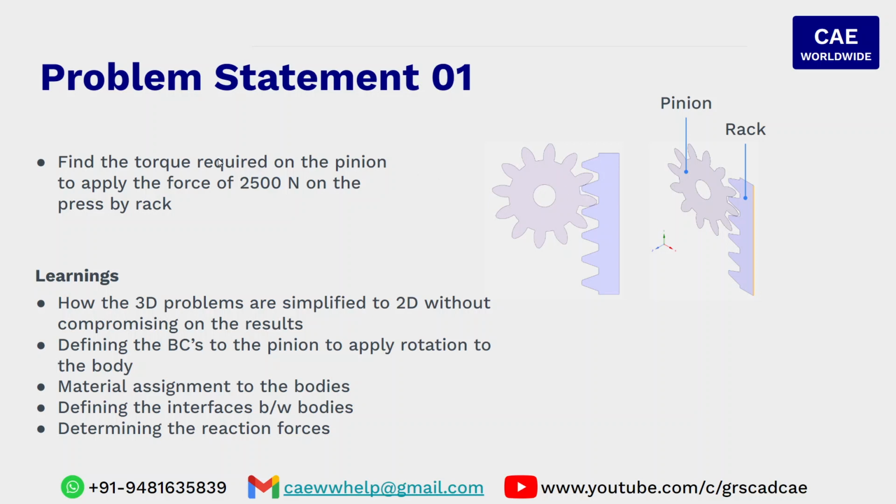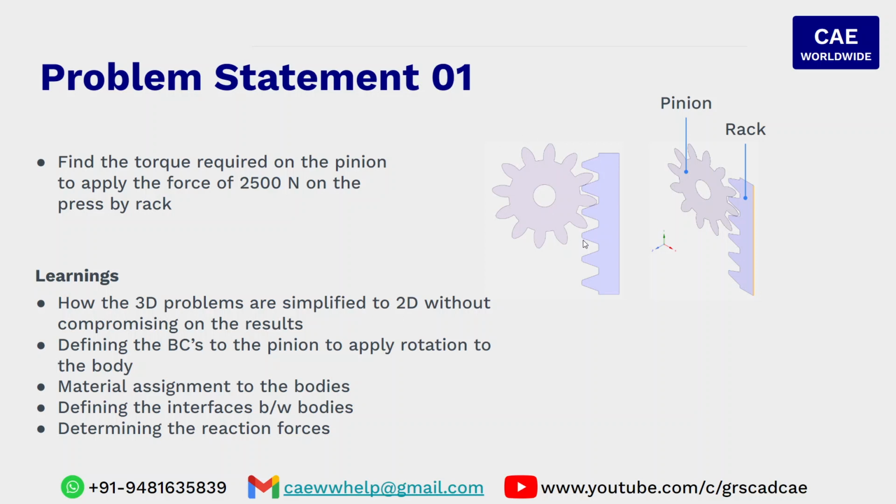The problem statement reads like this. Find the torque required on the pinion to apply the force of 2500 Newton on the press by the rack. If an engineer is designing this particular system for the press, if it has to apply 2500 Newton of force, and if a motor has to be selected, what would be the torque of the motor?